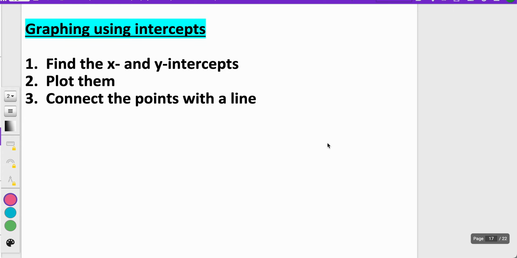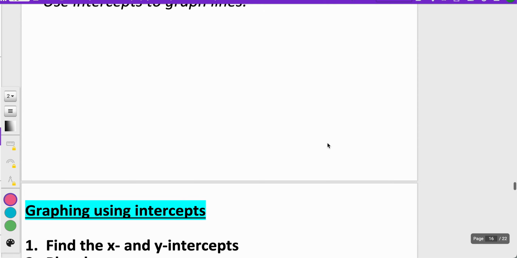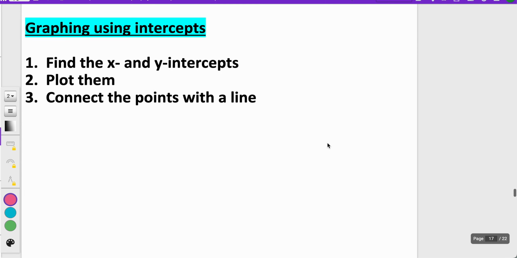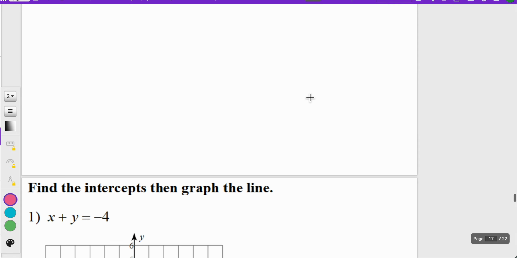When we graph using intercepts, we'll do the same thing we did in day 1. So if you haven't had a chance to check out 7.3 day 1, I recommend doing that. Find your x and y intercepts. That just means when you want to find your x-intercept, your y should be equal to 0, and when you want to find your y-intercept, your x is equal to 0. Then you plot those points, and then you connect them with a line. It'll just make a straight line, typically up or down fashion, okay?